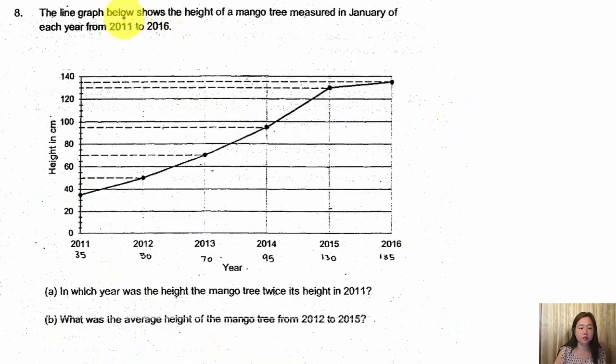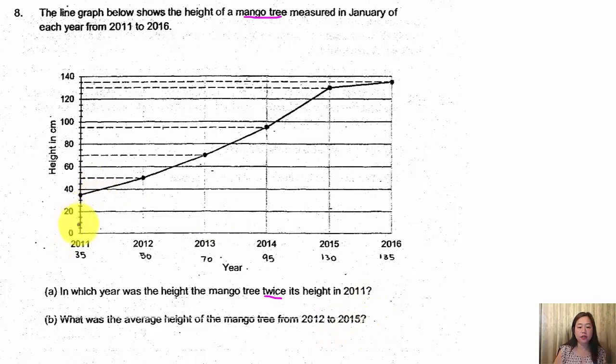Question 8. The line graph below shows the height of a mango tree measured in January of each year from 2011 to 2016. So, this is the line graph. A. In which year was the height of the mango tree twice its height in 2011? B. What was the average height of the mango tree from 2012 to 2015?